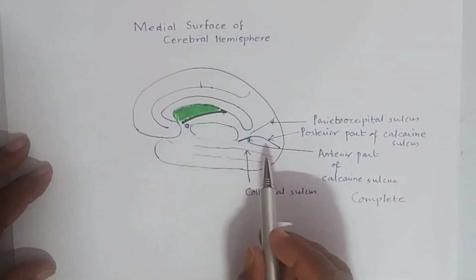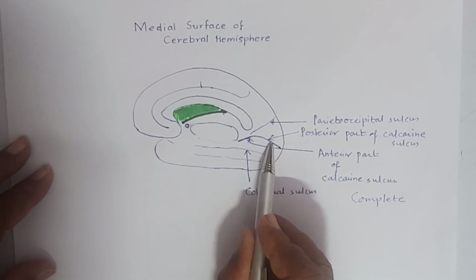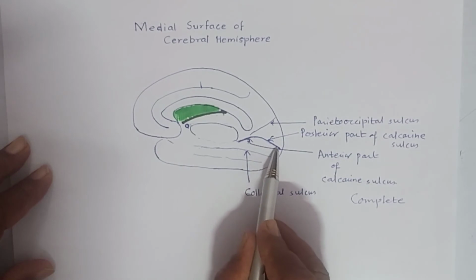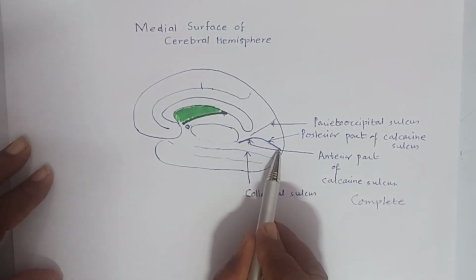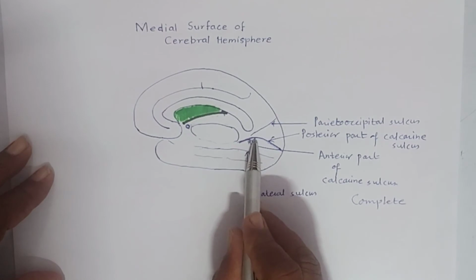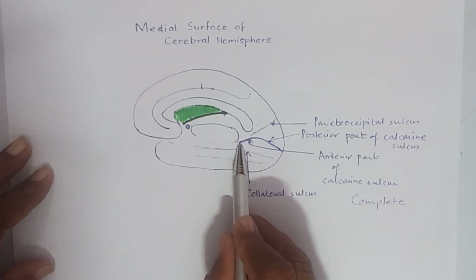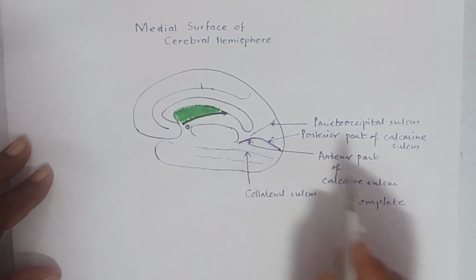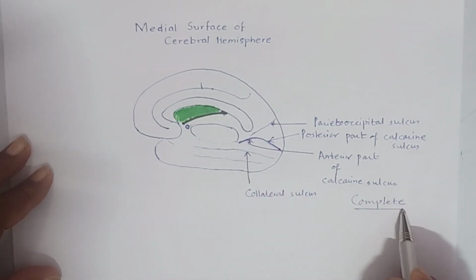On the medial surface of cerebral hemisphere, we can see the calcarine sulcus. The posterior part of calcarine sulcus lies in the depth of visual area. It is an example of axial sulcus. While the anterior part of calcarine sulcus pushes the white matter in the cavity of posterior horn, producing the calcar avis. So anterior part of calcarine sulcus is a complete sulcus.